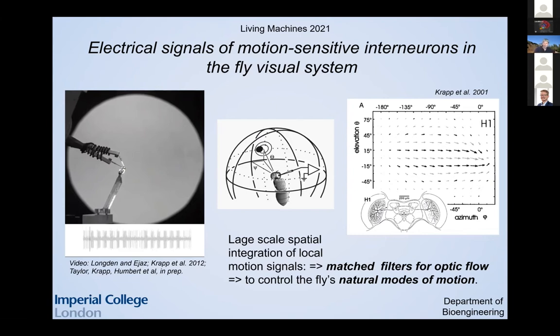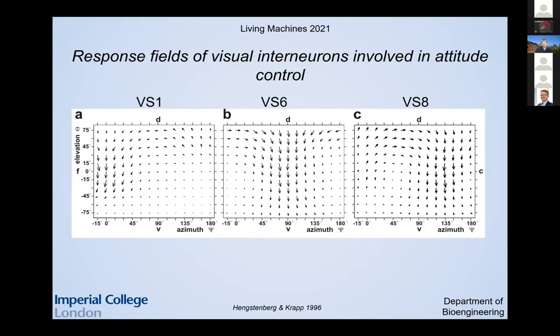Well, in the end, what we learned over a long course of studies is that these matched filters for optic flow are likely to be designed in a specific way that is supporting the control of the natural modes of motion in these animals, which can be lateral modes or longitudinal modes that need to be controlled because they are potentially unstable. Here's another example for those matched filters where you have these cell types VS1, 6, and 8 responding to pitch motion here, roll motion, and an intermediate rotation axis in between pitch and roll.